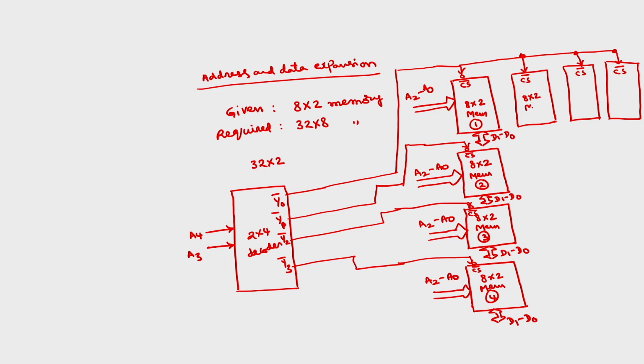This is another 8 by 2 memory, another 8 by 2 memory. You have to connect A2 to A0 of all these memories together. Only chip select is different and data is different. This will give 2 bits of the information, D3 to D2, and this will give D5 to D4. This will give D7 to D6.